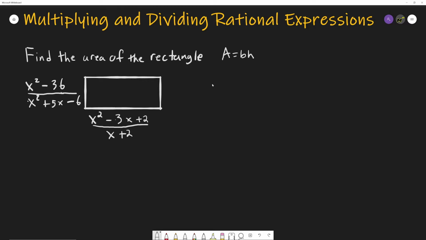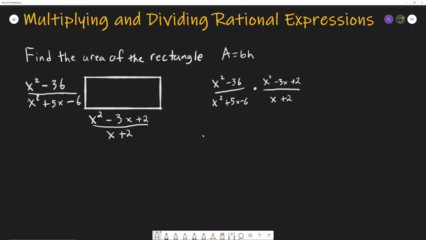So we do know the base would be (x² − 36) over what they gave us, x² + 5x − 6. And we're going to multiply that with the height, which would be (x² − 3x + 2) over x + 2. Before I just start distributing, saying x² times x², x² times −3x, x² times 2, and then doing the same thing with the −36, I'm going to look and say, hey, does anything have a GCF we could factor out?